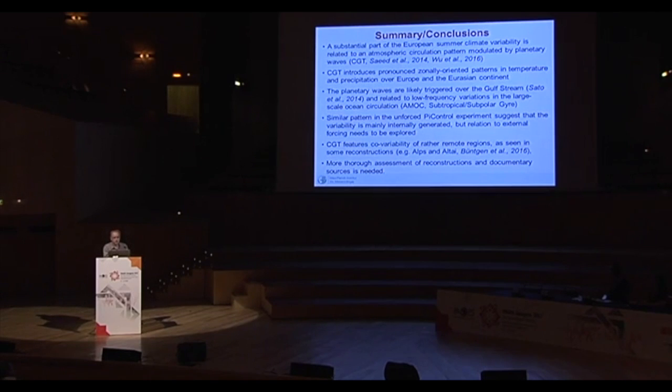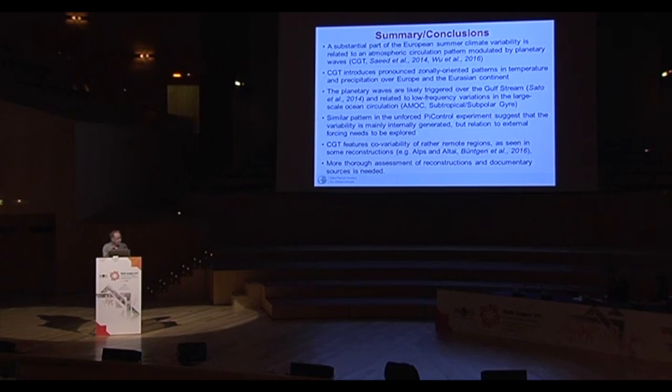So that brings me already to the conclusion. We have seen that quite a substantial part of European summer climate variability is related to an atmospheric circulation pattern modulated by planetary waves. This introduces pronounced zonally orientated patterns in temperature and precipitation over Europe and the Eurasian continent. Right now, I would say the most likely is that it's triggered over the Gulf Stream, but we are still in the work of nailing that down further, doing more sophisticated analysis with wave sources and so on.